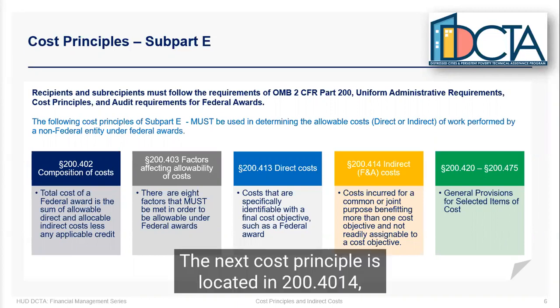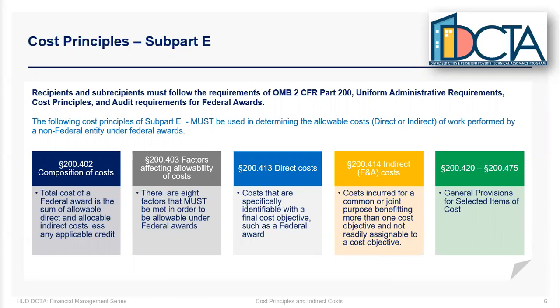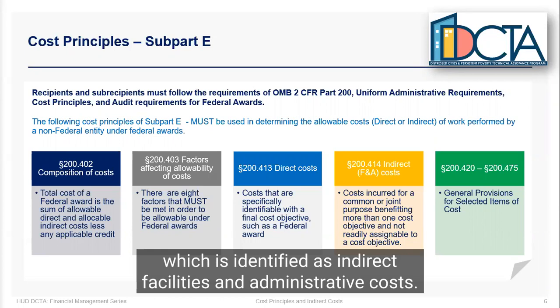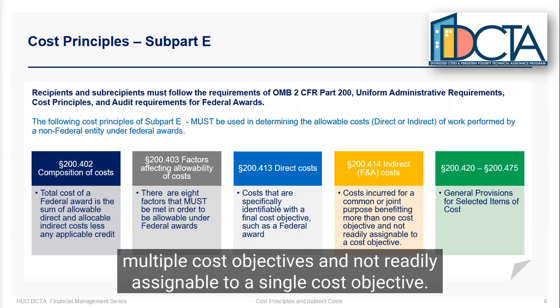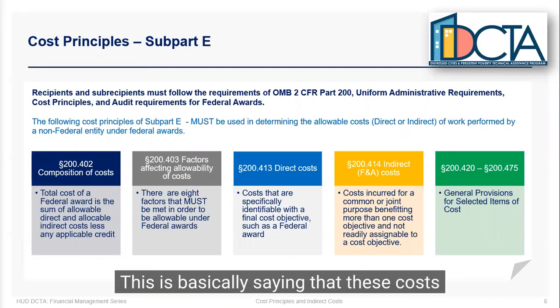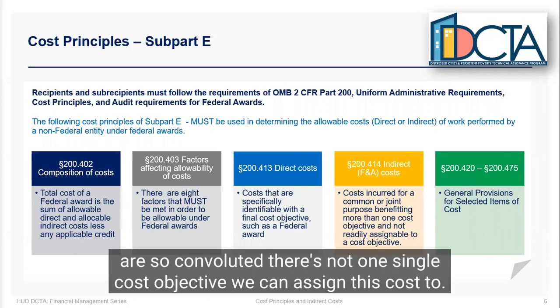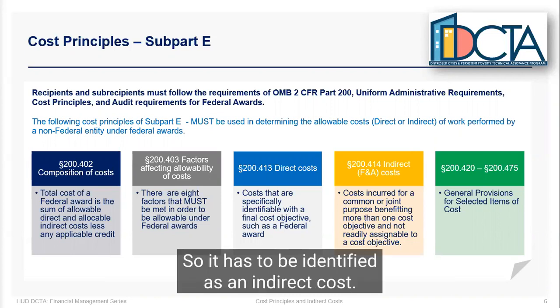The next cost principle is located in 200.414, which is identified as indirect facilities and administrative costs. The definition here is costs incurred for a common or joint purpose, benefiting multiple cost objectives and not readily assignable to a single cost objective. This is basically saying that these costs are so convoluted, there's not one single cost objective we can assign this cost to. So it has to be identified as an indirect cost.